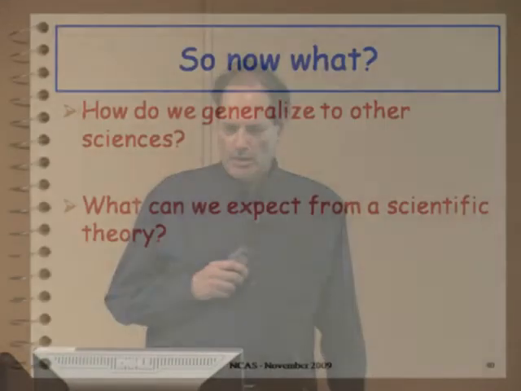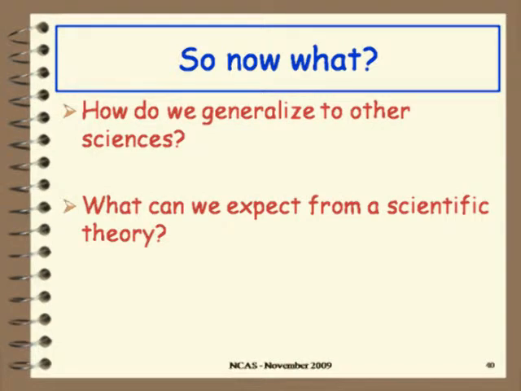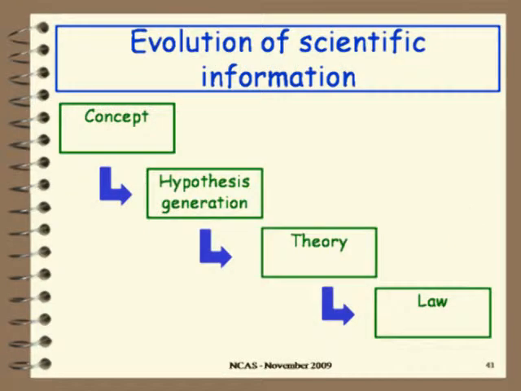So in the software engineering world, at least, things seem to be going better. So now what? How do we generalize this to other sciences, and what can we expect from a scientific theory? When you look at the evolution of scientific information, you typically go from concept to hypothesis generation to theory and to law. What's the difference between a theory and a law?